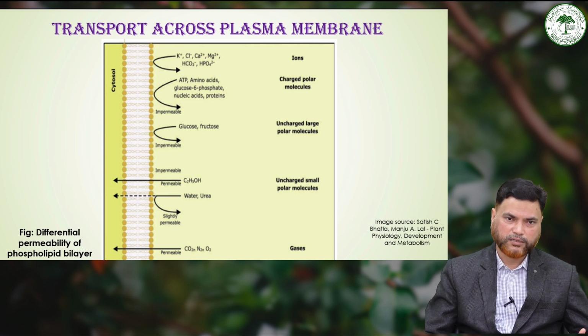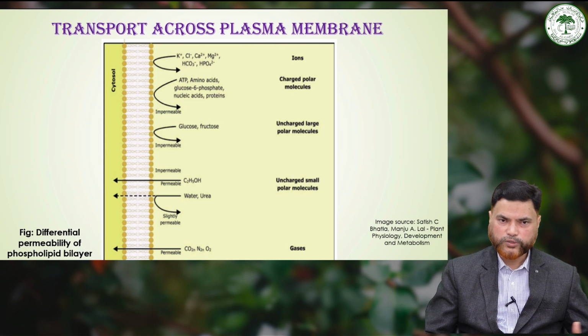Now, this is the slide showing different ions and charged polar molecules, uncharged large polar molecules, uncharged small polar molecules and gases, and how they can or cannot cross the plasma membrane. It is very interesting to discuss here that the interior composition of the cell is maintained due to the selective permeable nature of the plasma membrane.